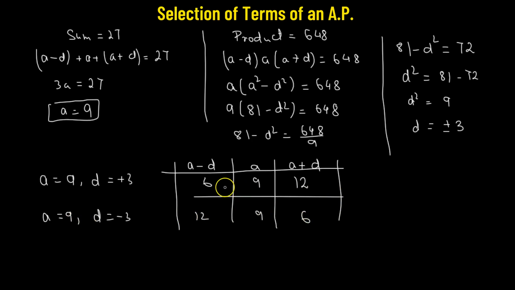We have two sets of numbers: 6, 9 and 12. These three numbers are in AP. Also, the numbers 12, 9, 6 are also in AP. And in both cases, we will see that the sum is 27 and the product is equal to 648.